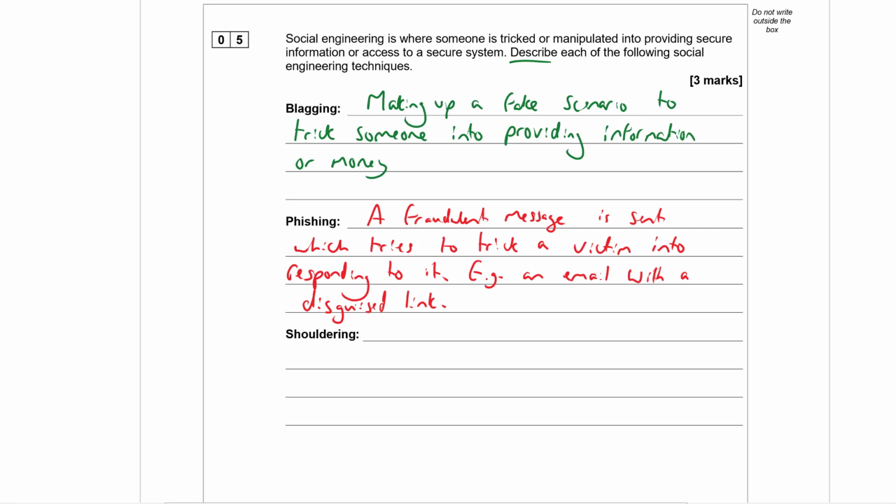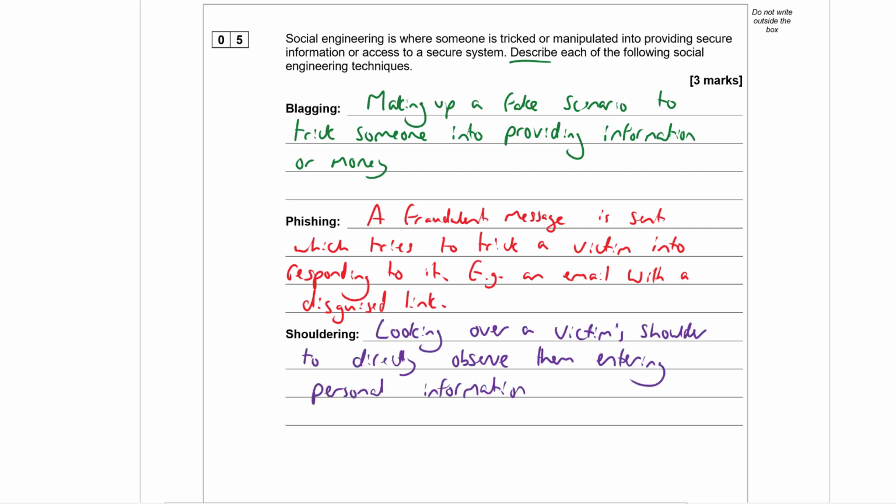And the final one, shouldering, is probably our easiest one to understand. This is where somebody looks over somebody's shoulder to observe them entering some personal information. And if it was worth more marks, you could give an example, somebody looking at somebody entering their PIN at a supermarket checkout. Something along those lines would be an example of shouldering.